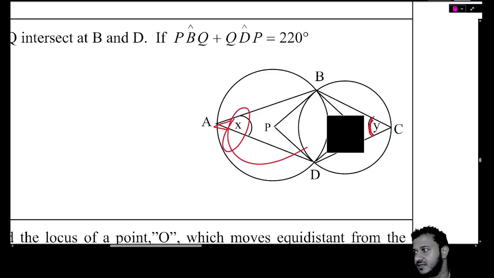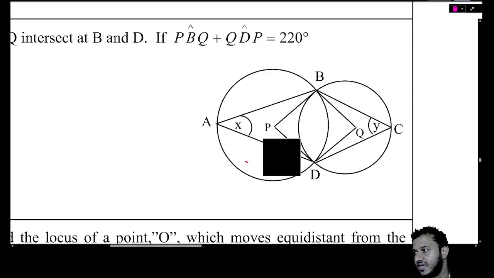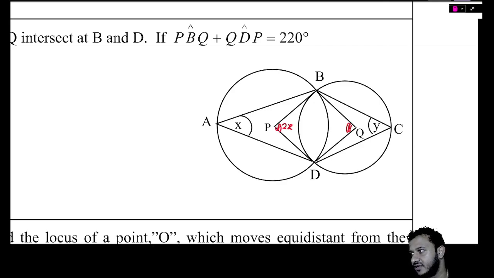So that means this angle is how much? 2x. Then what is this angle? Same deal. 2y. 2y. Very good. 2y. Okay, this angle and this angle together, they are saying, add up to how much? These two angles add up to 220, they say.